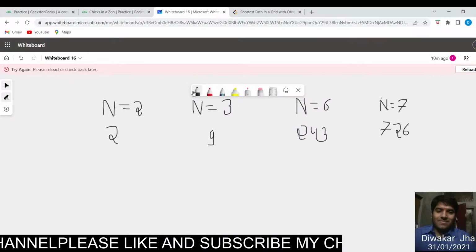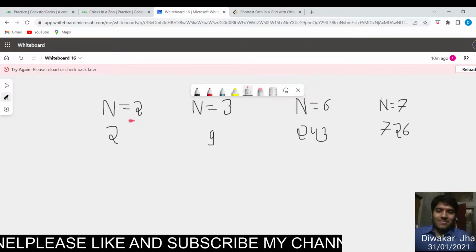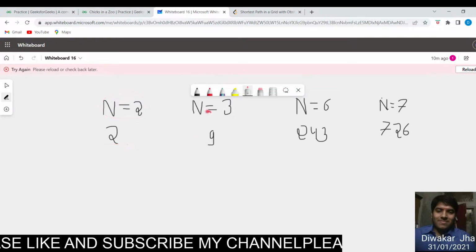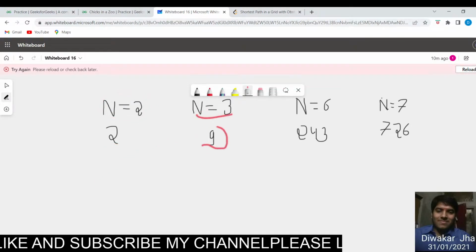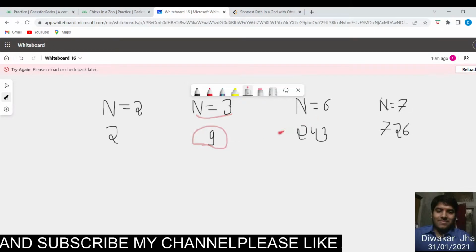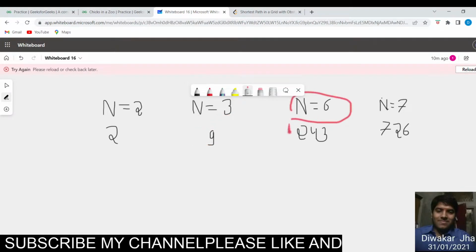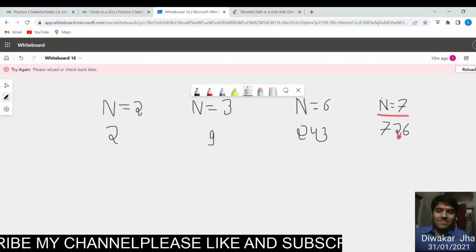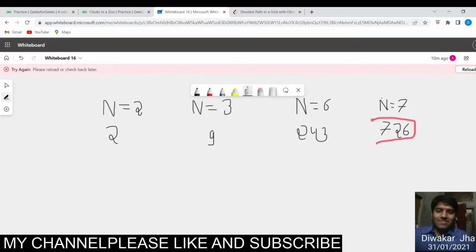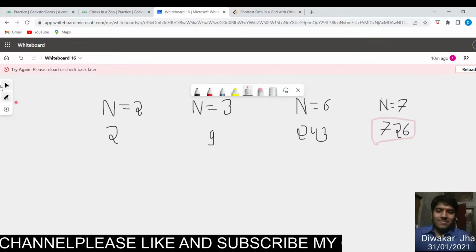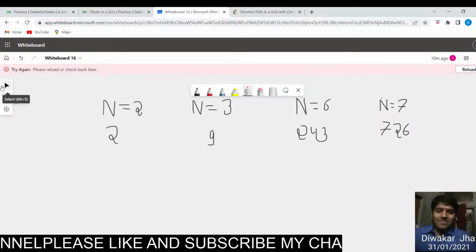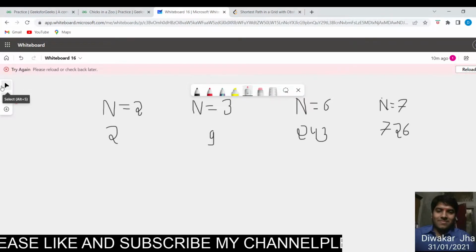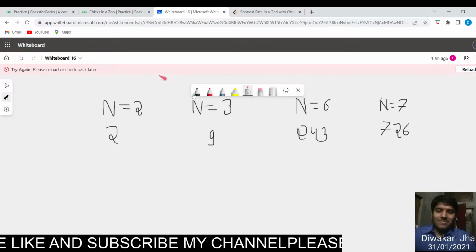Here are the examples. On day 2, there are only 2 chicks available. On day 3, there are 9 chicks available. On day 6, there are 243 chicks available. On day 7, there are 726 chicks available. So how can I calculate how many chicks are present on day n?